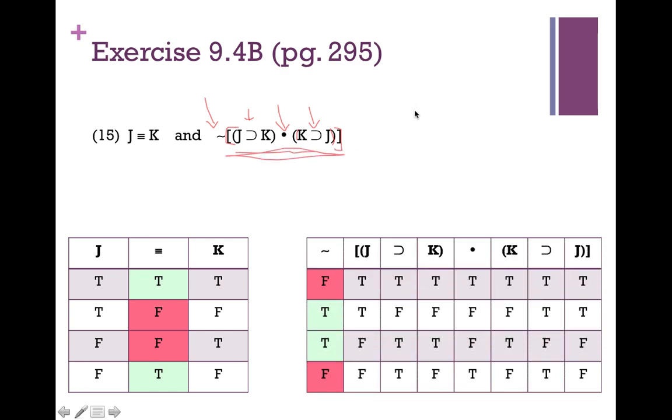So here's the truth table for it, and as you can see here, these two propositions have the exact opposite truth values, just like the previous example did. And so these two propositions are in fact contradictory.